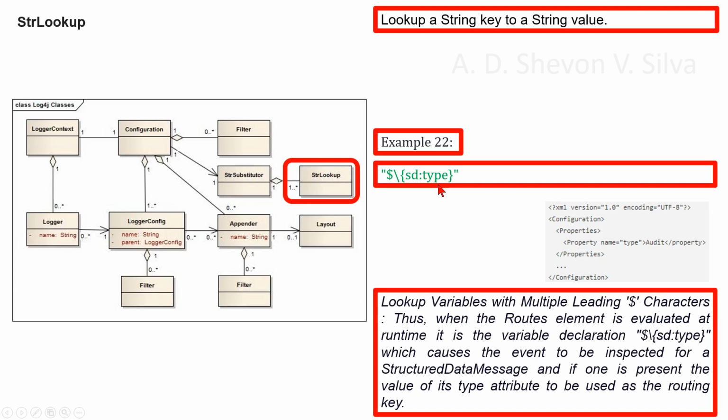event to be inspected for a structured data message, and if one is present, the value of its type attribute is used as the routing key. Not all elements support resolving variables at runtime. Components that do will specifically call that out in their documentation. If no value is found for the key in the lookup associated with the prefix, then the value associated with the key in the properties declaration in the configuration file will be used. If no value is found, the variable declaration will be returned as the value.